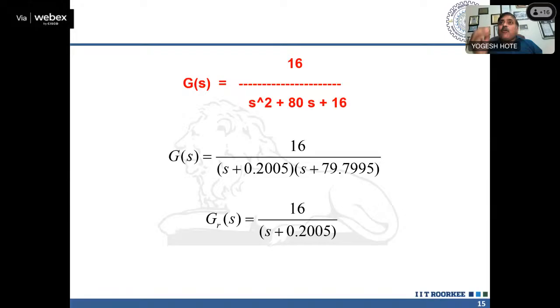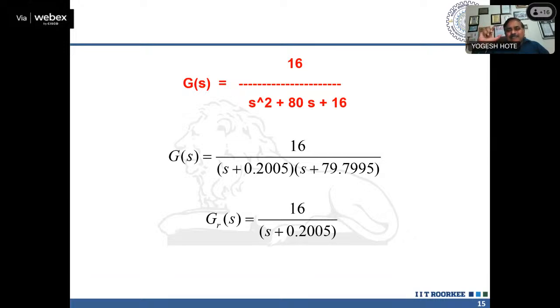Some effect will always be there. That effect has to be merged, and then we can get it. Although the effect is minor, the effect has to be merged because something is always there. So we cannot discard any pole like this. This is my view. Is my view correct?